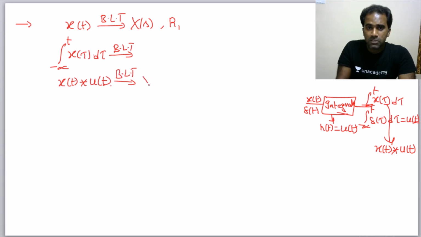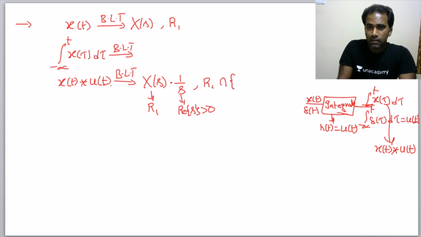The Laplace transform of x of t is X of s, and convolution becomes multiplication. The Laplace transform of u of t is 1 by s. What will be the ROC? The ROC of X of s is R1, and the ROC of u of t is sigma greater than 0, or real part of s greater than 0. In the convolution property, the ROC will be the intersection of the individual ROCs. So the ROC will be R1 intersection real part of s greater than 0. So finally the answer is X of s divided by s, with ROC R1 intersection real part of s greater than 0.